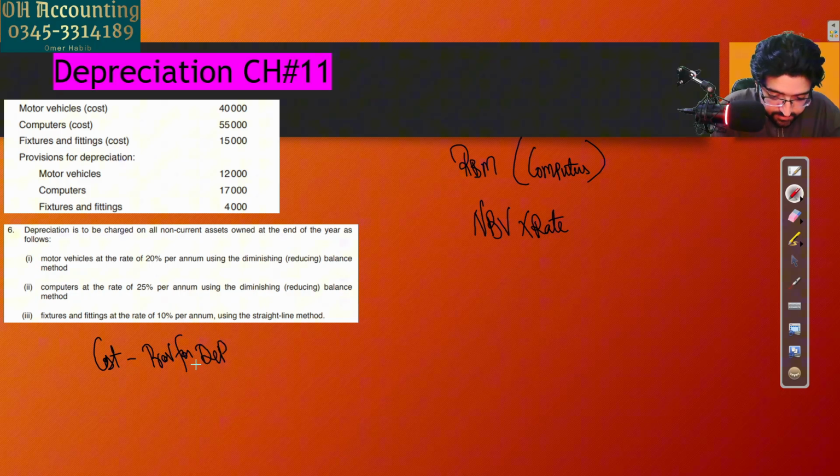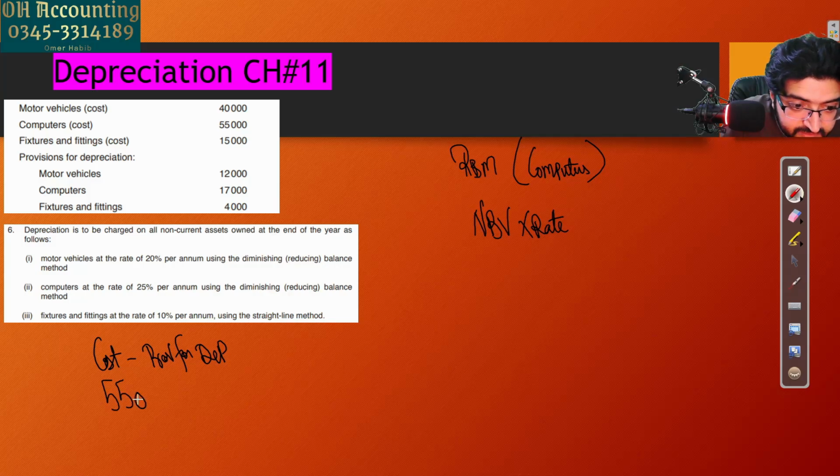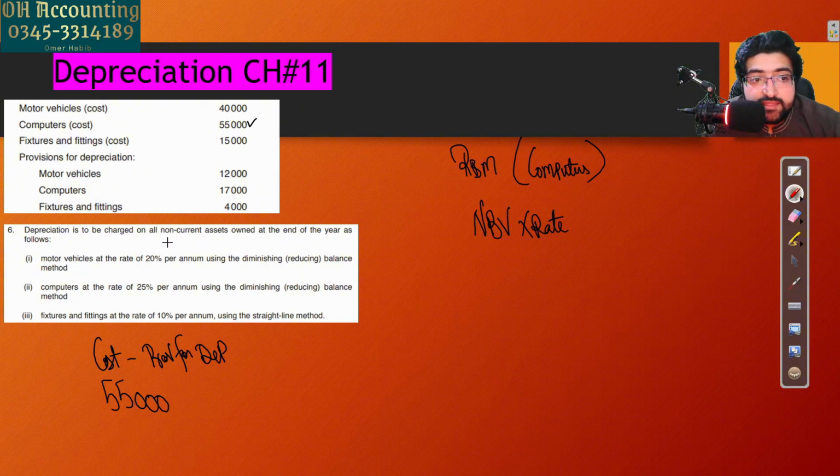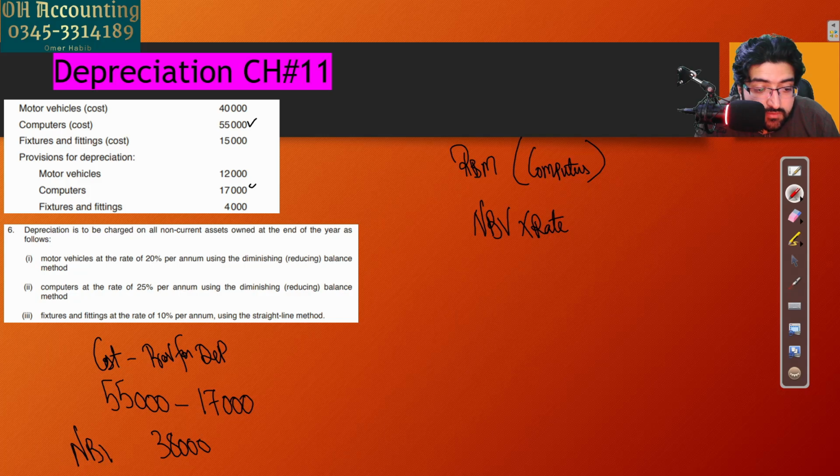Okay. So the cost of computers is 55,000 given in the question here. And then the provision for depreciation for computers is 17,000 again given in the question. So as you can see, everything that we need is given. It is very basic. So 55,000 minus 17,000 gives me 38,000. This is the net book value.